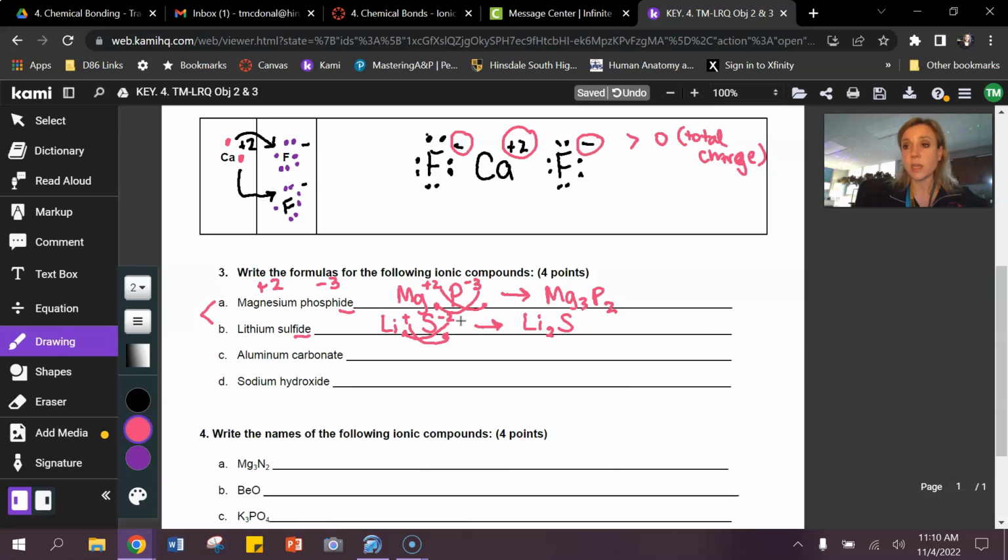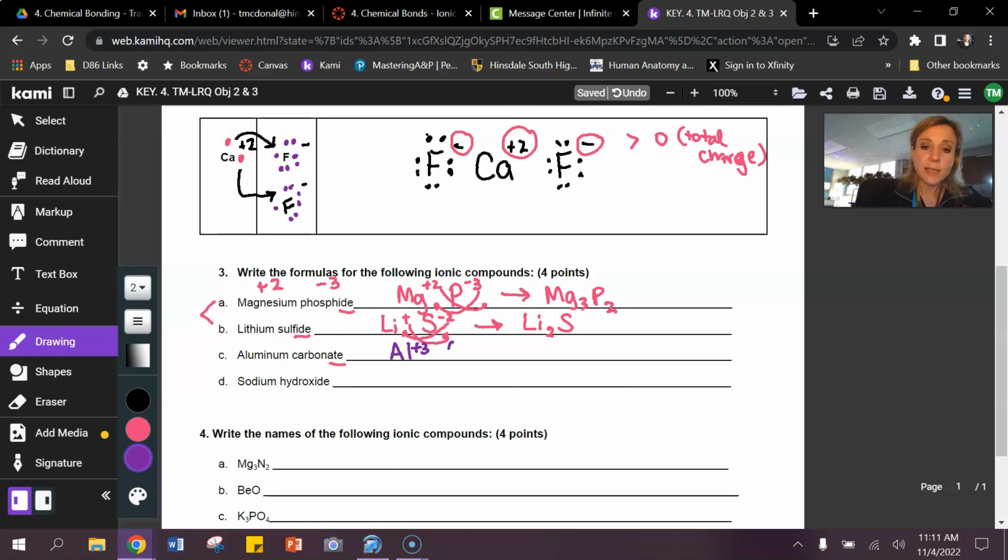All right, so A and B both had anions that ended in IDE. So we were just looking at the periodic table of elements in order to find out what the charge is. When you have an anion that ends with the letters ATE, that means that it's a polyatomic ion, and you need to look at your list of polyatomic ions that's on the back of the chem helper. So aluminum, I'm going to change colors, has a charge of +3. You know that because it's on the front of the chem helper.